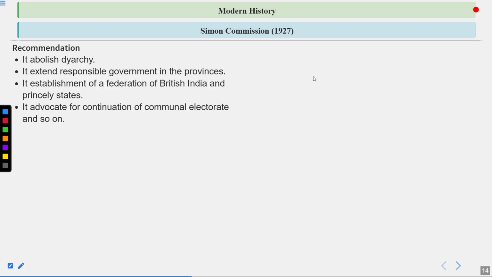It also advocated the continuation of communal electorates and so on. So that is the divide and rule policy, and they were also recommending that it should be continued for the next some years. A white paper on constitutional reforms was another thing that was mentioned by the Simon Commission.